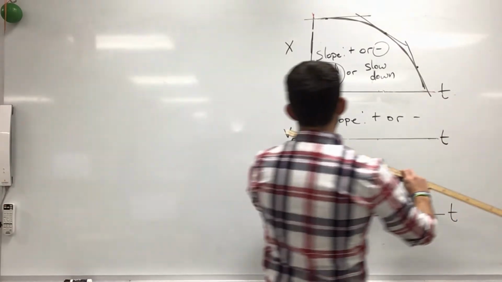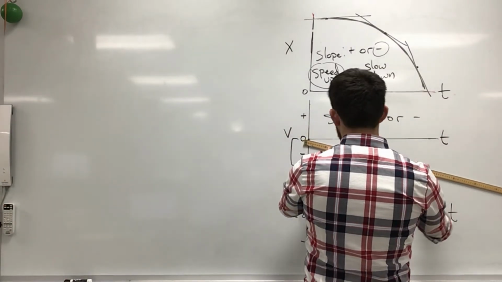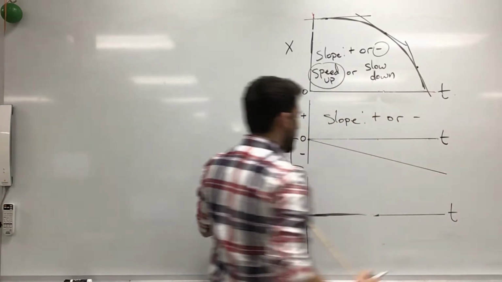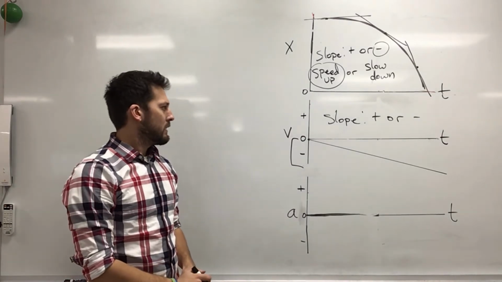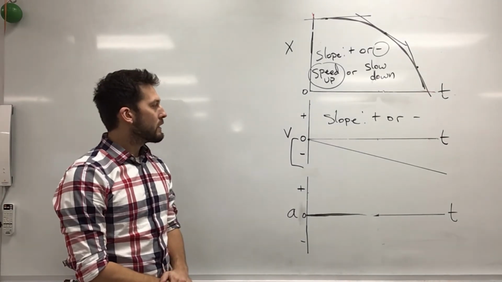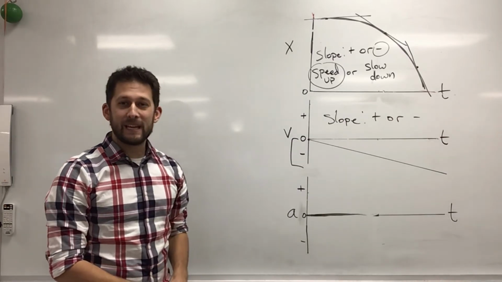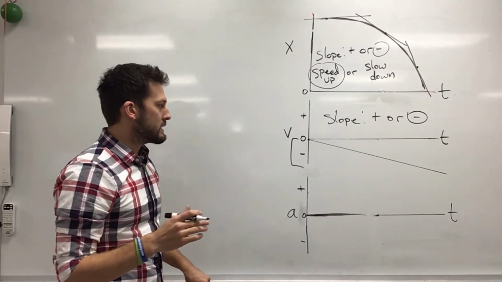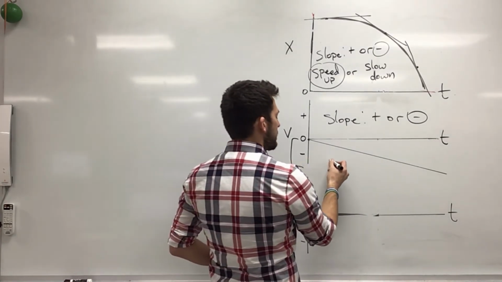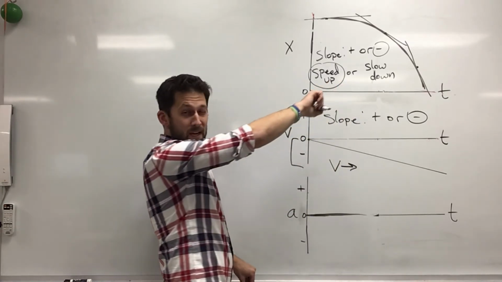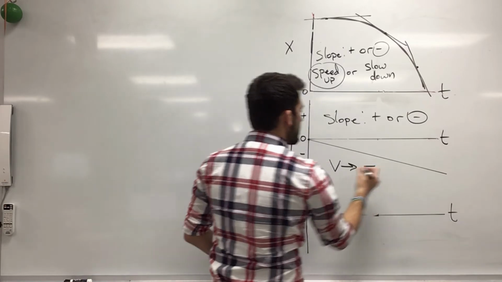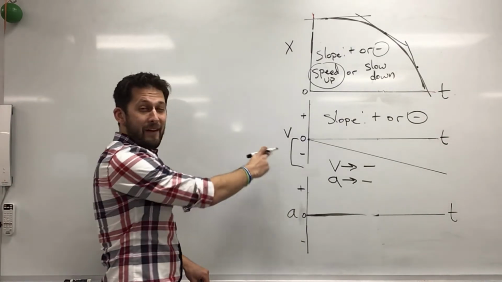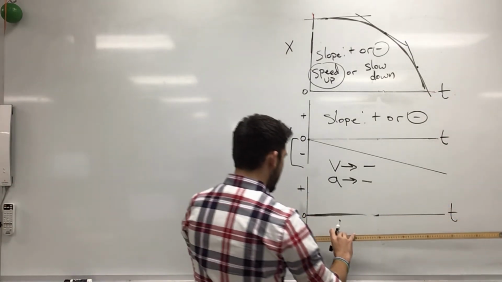So if we kind of sketch that out, we get a graph that looks like this. And now if we look at our slope, that is a negative slope. So what I'm getting out of this is my velocity is negative because we looked at that from the slope of our position time graph. My acceleration is also negative, and I got that from my velocity versus time graph. And I can kind of sketch that right here.